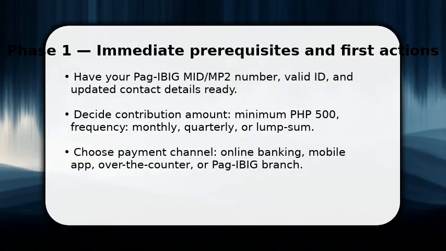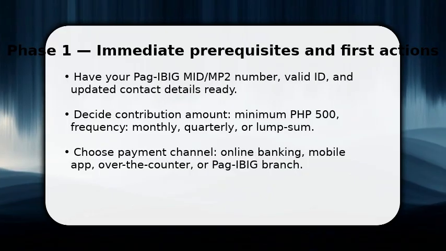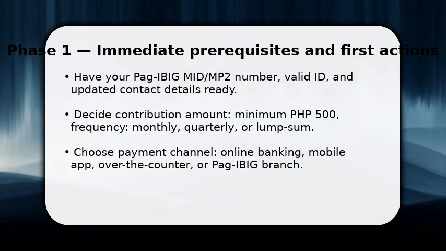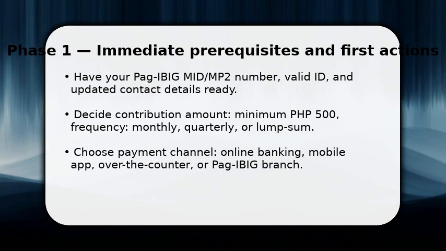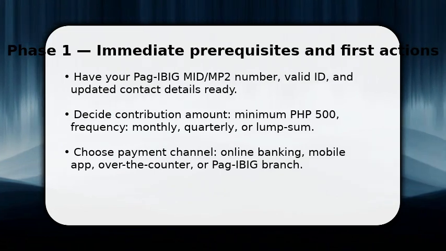Once you decide, pick a payment channel. Online transfer speeds things up, while a branch or partner outlet lets you get a receipt. Doing this now saves time later and reduces errors when filling forms.